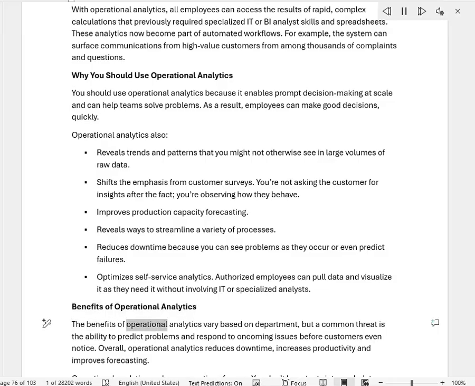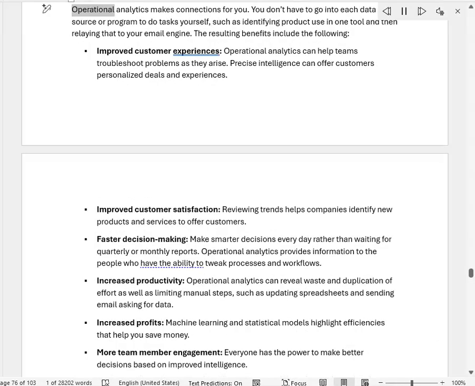The benefits of operational analytics vary based on department, but a common thread is the ability to predict problems and respond to oncoming issues before customers even notice. Overall, operational analytics reduces downtime, increases productivity, and improves forecasting. Operational analytics makes connections for you.